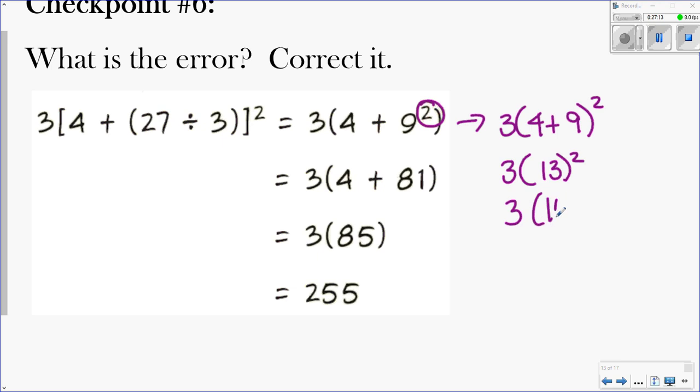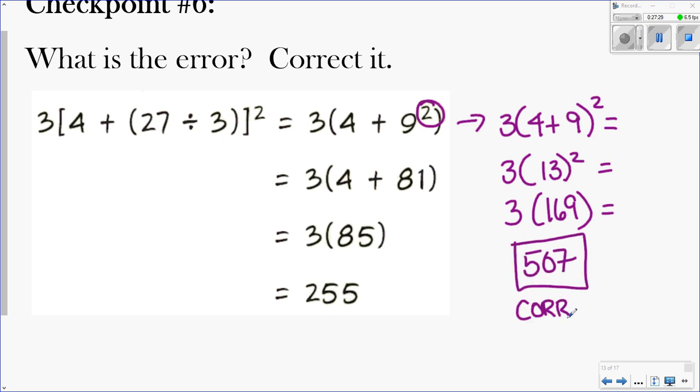and this would be 169, and then your answer, 169 times 3 gives you 507. That would be the correct answer. So be careful. Be careful.